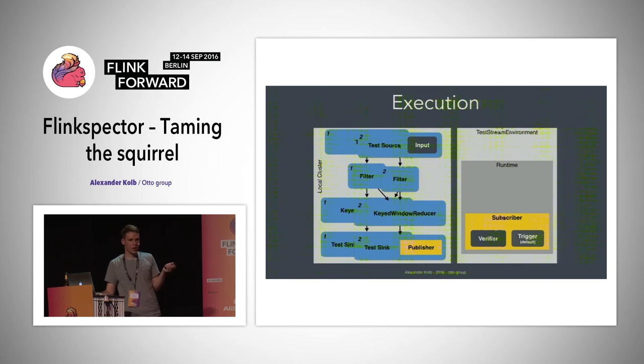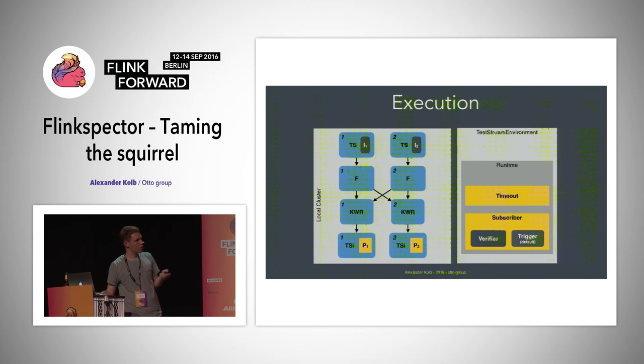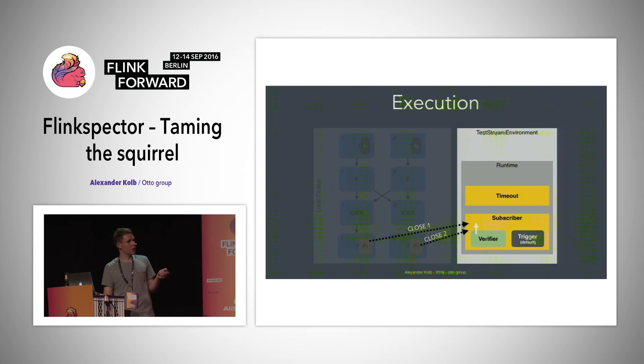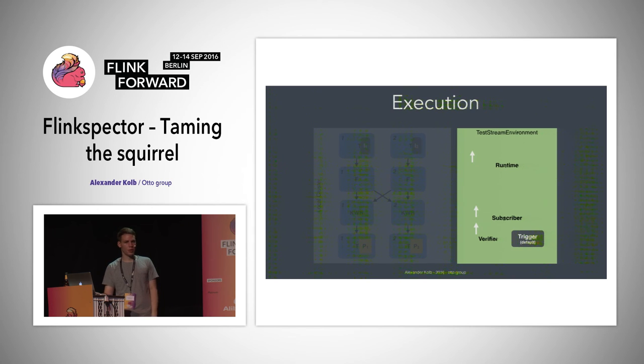For the execution part, the test sources and the test sinks are parallelizable, so you can run these tests in parallel with parallelism enabled. There's a simple message protocol here that will send the output to the subscriber while the test runs. It will feed the verifier with the output, and also the trigger is fed with the output, and the verifier can theoretically incrementally start to verify the output during the test. If they get the message that the test sinks are closed, the verifier will propagate the results to the test stream environment, and you will see them.